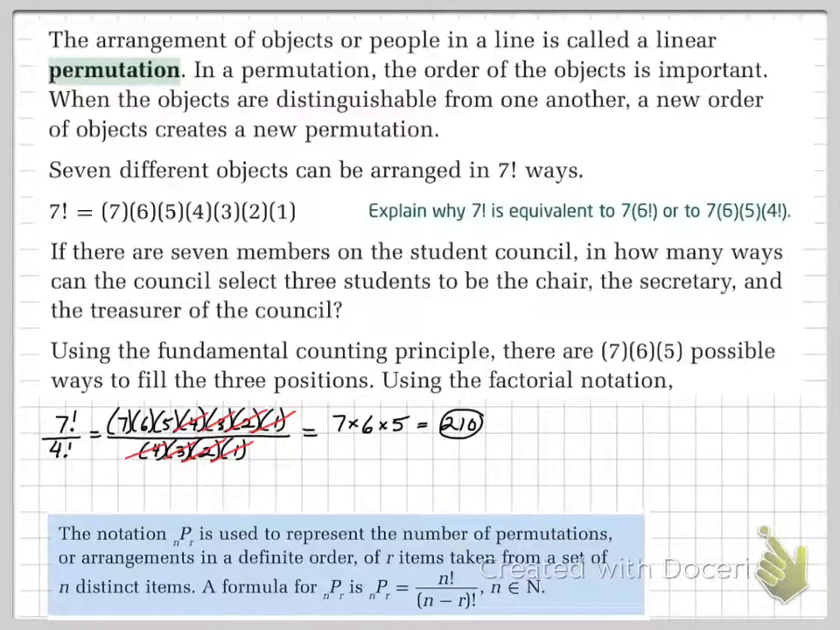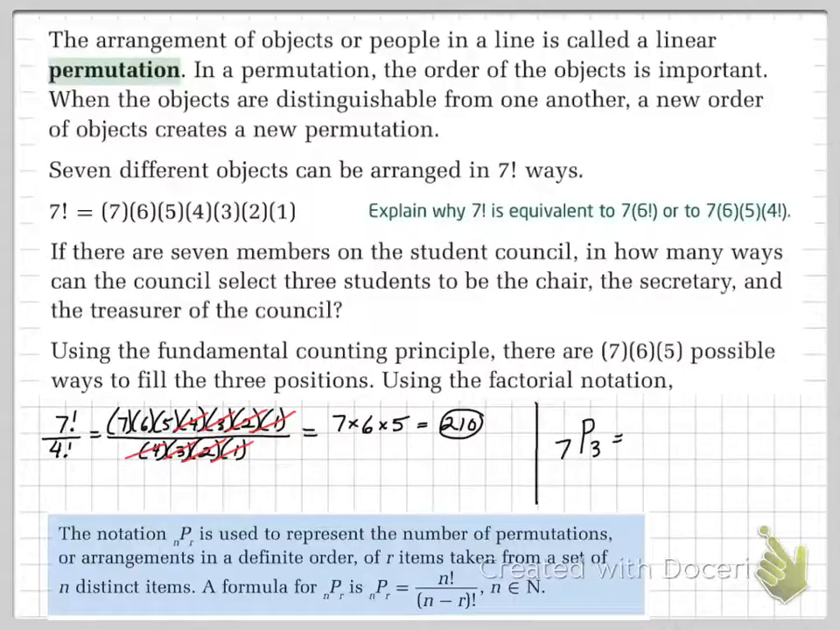The notation nPr is used to represent the number of permutations or arrangements in a definite order, of r items taken from a set of n distinct items. The formula for nPr is n factorial over n minus r factorial. n is any natural number.